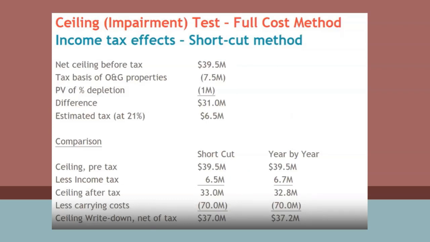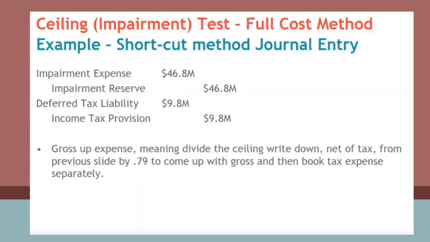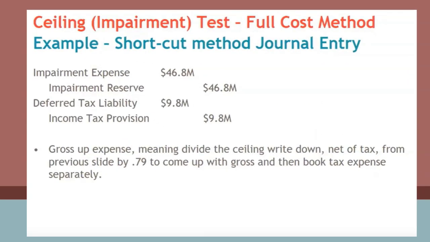This is being compared to the carrying cost of $70 million, which identifies an impairment of $37 million. Here are the journal entries. In order to get from the previous slide to here, we took the $37 million ceiling write-down, net of tax, and we reintroduced a 21% tax. That math is $37 million divided by 0.79 to get to a total impairment, gross of tax, of $46.8 million. The difference is booked as a deferred tax liability.